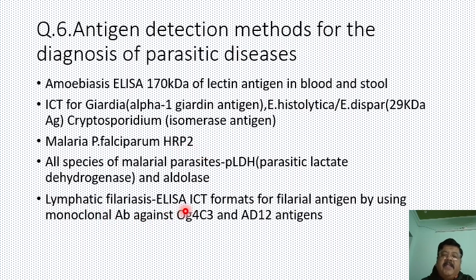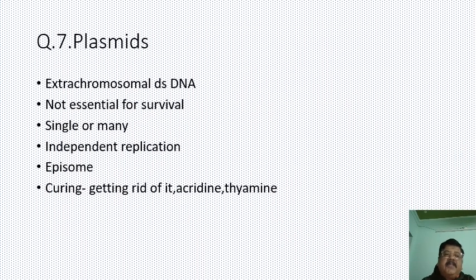Then lymphatic filariasis: ELISA and immunochromatography tests are also available for filarial antigen, using monoclonal antibodies against Og4C3 and AD12. Please remember this, Og4C3 and AD12 antigens. Now come to the plasmids: extra-chromosomal double-stranded DNA.